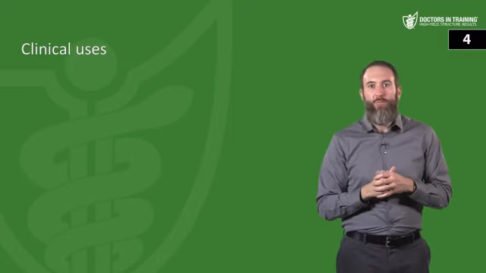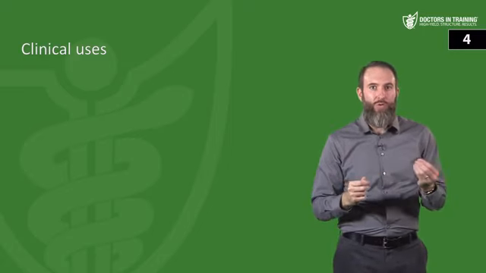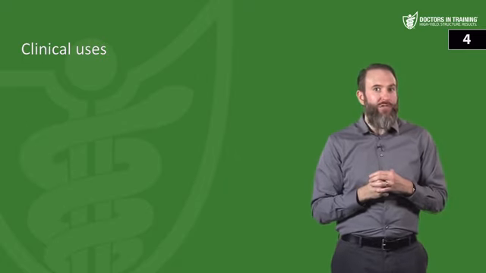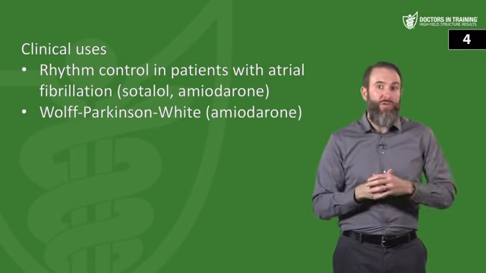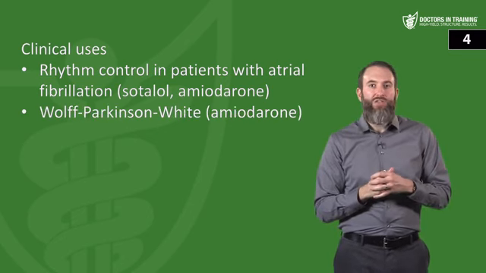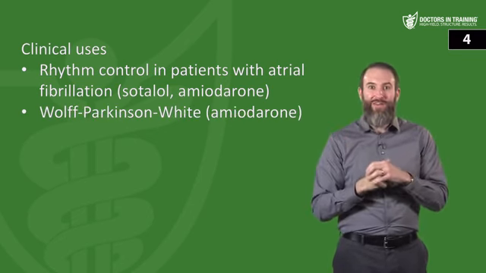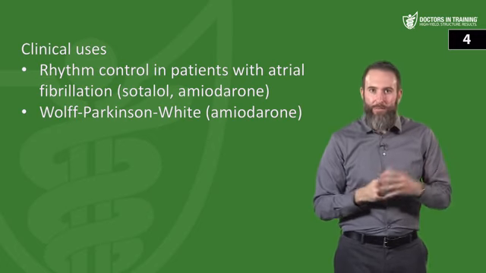Now, the two most commonly used are going to be sotalol and amiodarone. Both of these are commonly used for rhythm control in patients with atrial fibrillation. Amiodarone is also used for Wolff-Parkinson-White syndrome. So we've mentioned two drugs now that can be used for WPW, procainamide and amiodarone.